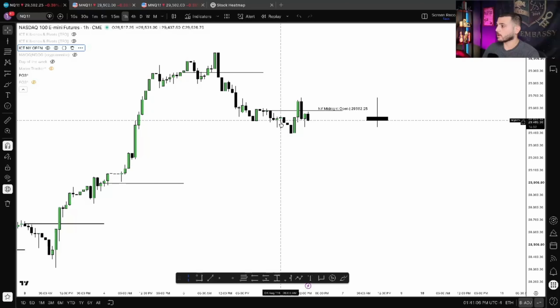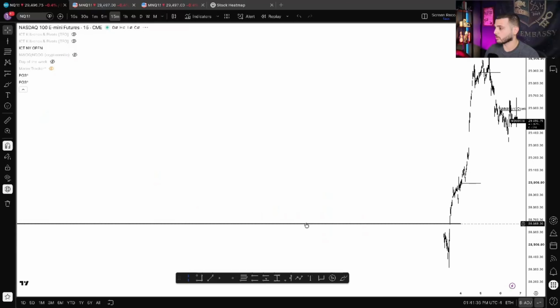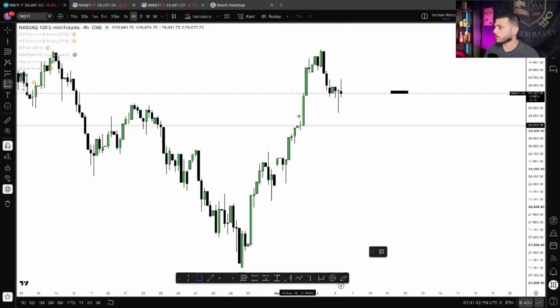So if we are trading below it before 9:30 a.m., I would be looking to buy and go long. If we are trading above it, then I would be looking to short. Let's drop down to the 15-minute. In today's case, we opened right here, did not do anything meaningful above the midnight opening price. Instead, we just started trading down, trading lower. I believe we tapped into a 4-hour gap right here.